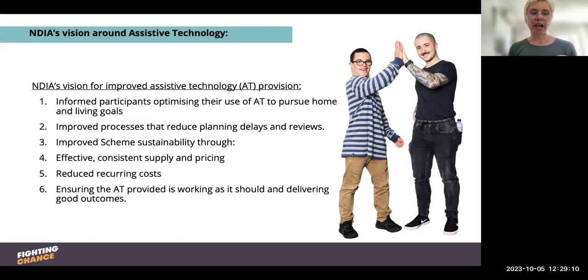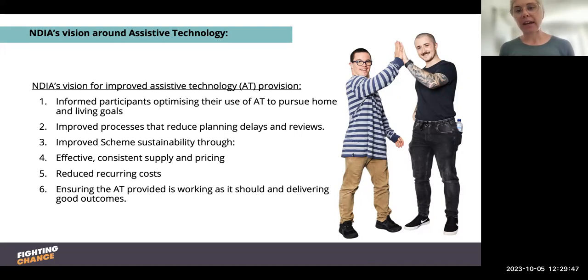They want to look at supply and pricing of equipment. So again, if you're familiar with assistive technology and the NDIS, there's a lot of providers that really hike up the prices when it comes to NDIS funded participants accessing it. So they're reviewing that and looking at how they can reduce those costs so there's consistency across all of the providers. They're looking to reduce reoccurring costs.